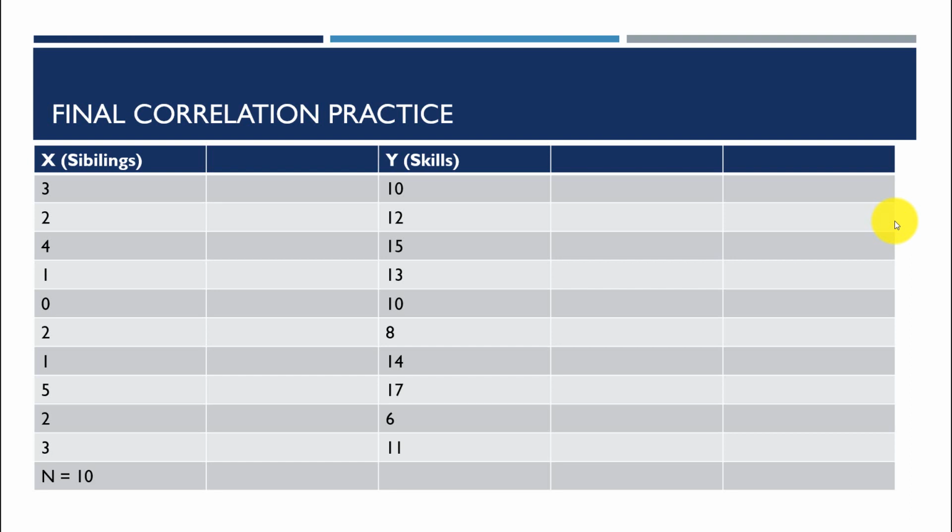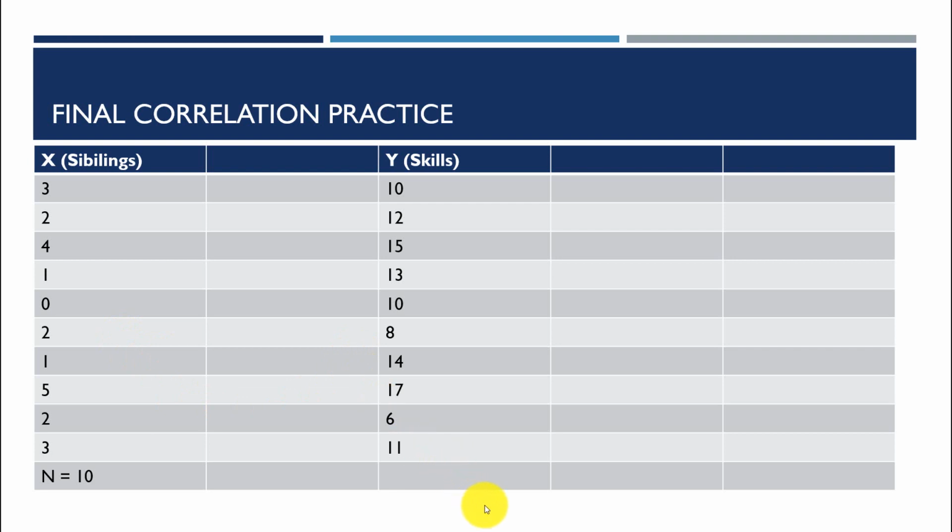You can see what I've done here is arranged it so that the number of siblings is the x value. I've put all of the values in here, and I even reminded myself what the n is at the bottom because there are 10 pairs here. And with the y variable, the skills. So for the first entry, the first person had 3 siblings and showed up with a score of 10 with the skills. The second person had 2 siblings and had a skills score of 12. And you can see the remainder.